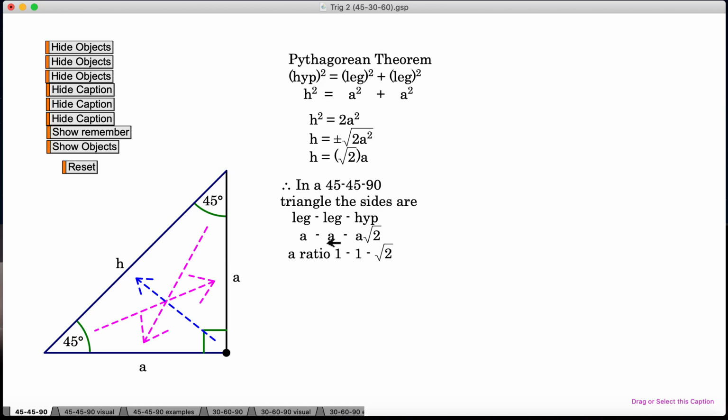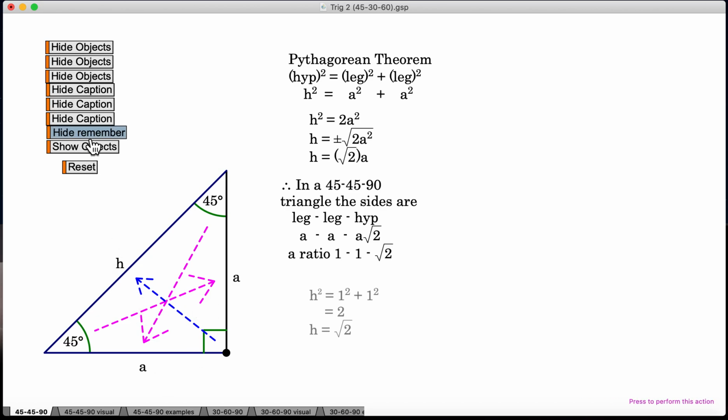So in a 45, 45, 90 triangle, the sides, leg, leg, hypotenuse, are in a ratio of A to A to A root 2, or more simply, the ratio of 1 to 1 to root 2, if we just divide through by A. No matter what happens in this triangle, if I change the size, the relationship stays the same, because they're similar triangles. All 45, 45, 90s are similar because all the angles are equal, and so therefore their sides are always in the same ratios. So the special 45, 45, 90 relationship is 1, 1, root 2.